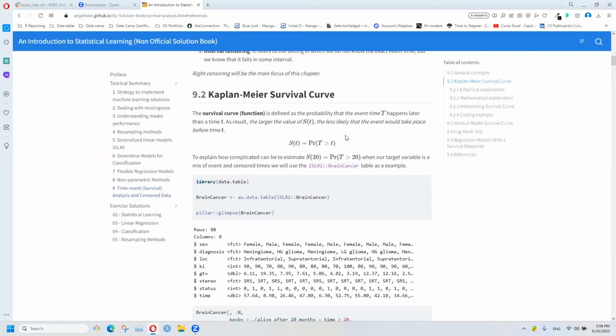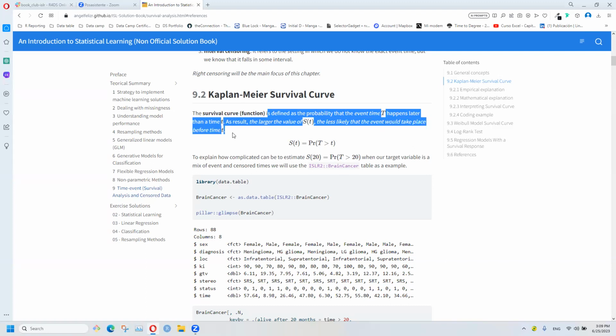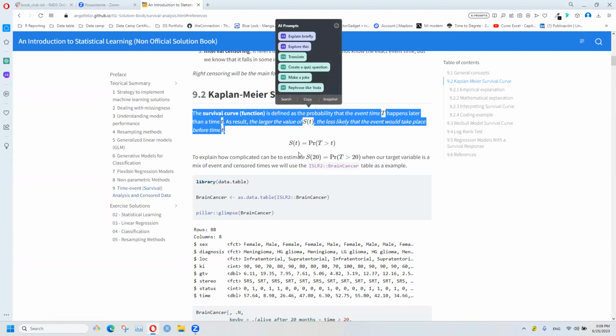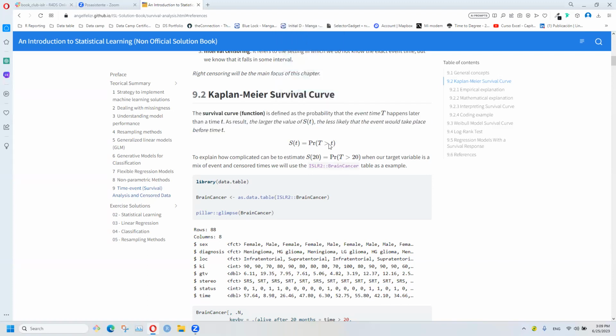So it's always increasing. The survival curve function is defining the probability that event T happens later than time t. As a result, the larger the value of S, the less likely the event would take place before time t. So as higher this value is, you probably won't get it before, so you expect it after.